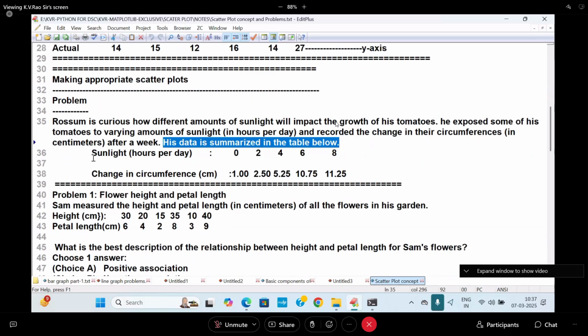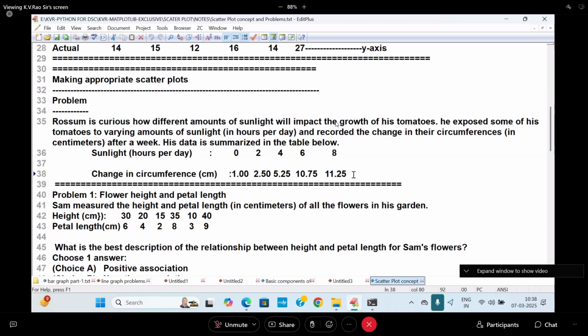Sunlight per hour. Zero sunlight. What is the tomato circumference? 1. That is 1 centimeter. You know, circumference means how big it is. Next is 2 hours. What is this now? 2.50. Students, tell me now by seeing the data. 4. What is this now? 5.25. 6. 10.75. 8. 11.25.